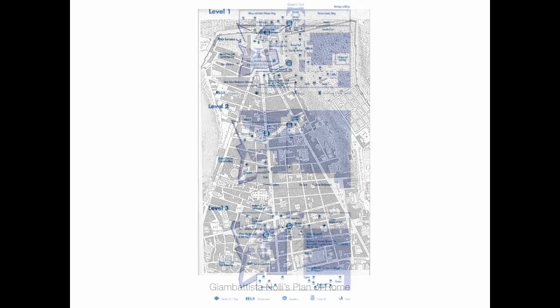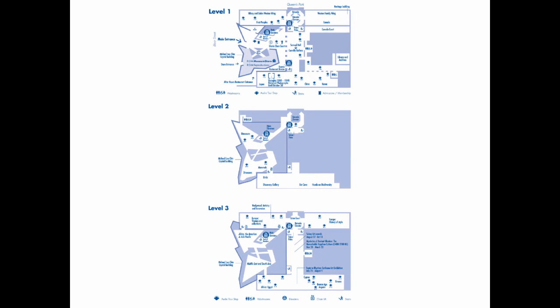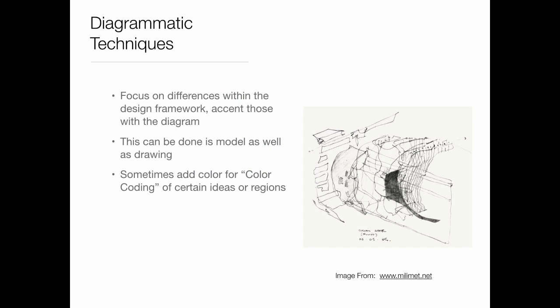This style of diagramming is still used today. If you look at maps of museums, they love this. This is where you have access, this is where you don't. It varies as to which is black and which is white, but the concept is still the same. You generally want to focus on the differences within your design framework, and you want to accent those differences with your diagram. It can be done in a model as well as in drawing. Sometimes you can add color, which helps with this kind of color coding.